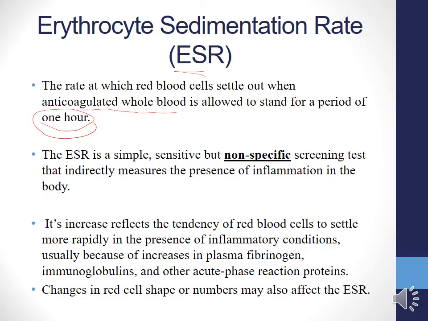Okay, so it is simple and sensitive. And in cases of inflammation, you will notice that the ESR is going to increase, that the sedimentation of RBCs is going to increase, but it's non-specific because it does not tell you what type of inflammation is found in this patient. It only reflects the presence of inflammation. So in cases of inflammation, you will notice that the ESR increases. Okay, so any inflammatory condition will increase the sedimentation of RBCs.